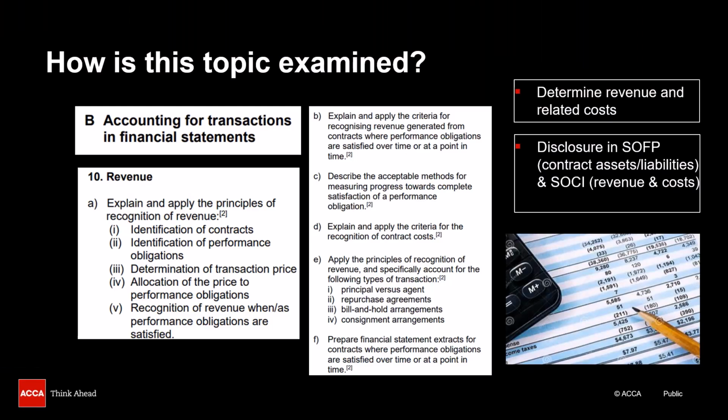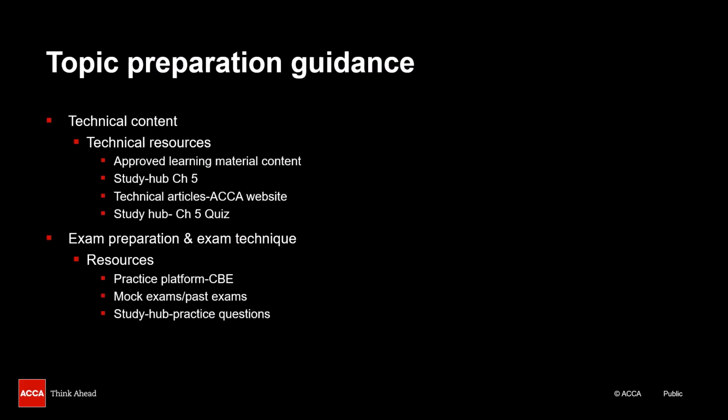According to the FR syllabus, revenue is tested under accounting for transactions in financial statements. This topic is tested both in objective test questions and constructed response questions. Students would be required to determine revenue for the period with its related costs. Students are also required to present revenue, costs relating to revenue, and if applicable, any contract assets and liabilities in the financial statements. In order to prepare yourself adequately, it will be useful to use the following approach.